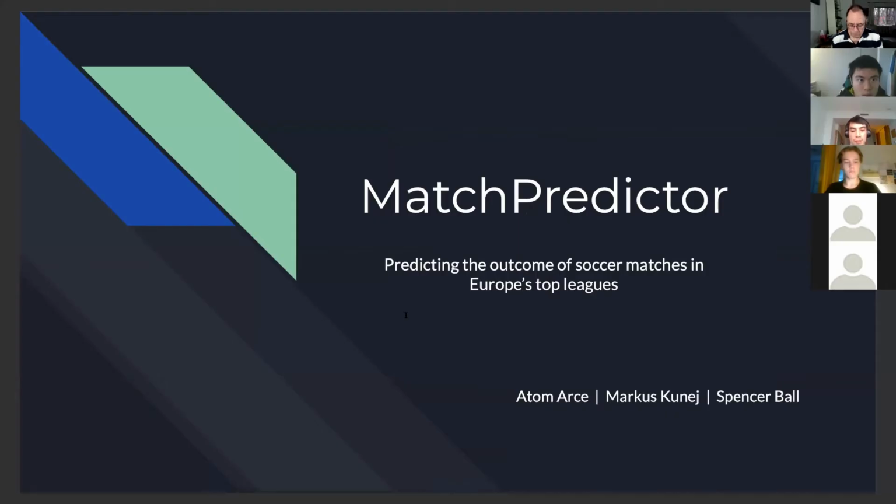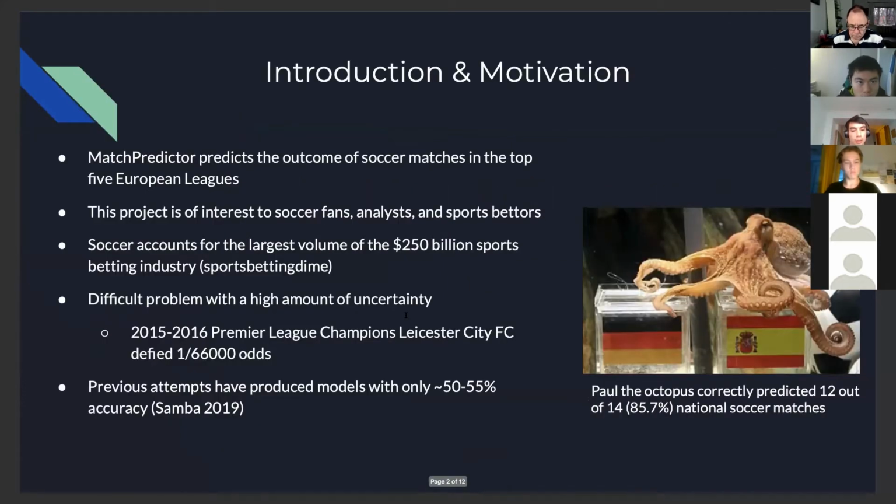Right, so we're Match Predictor. Next slide, please. So Match Predictor predicts the outcomes of the top 5 leagues' soccer matches. We're looking to make this project for soccer fans, analysts, and sports bettors.